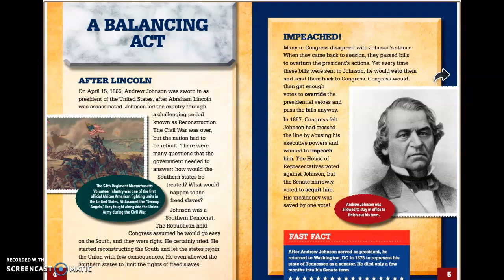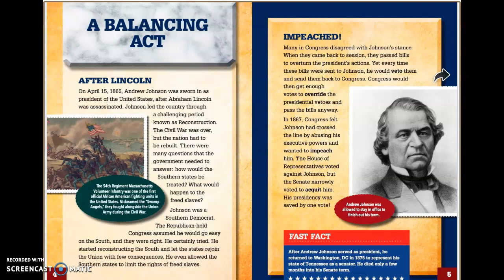In 1867, Congress felt Johnson had crossed the line by abusing his executive powers and wanted to impeach him. The House of Representatives voted against Johnson, but the Senate narrowly voted to acquit him. His presidency was saved by one vote. Featured in this photograph, Andrew Johnson was allowed to stay in office to finish out his term.